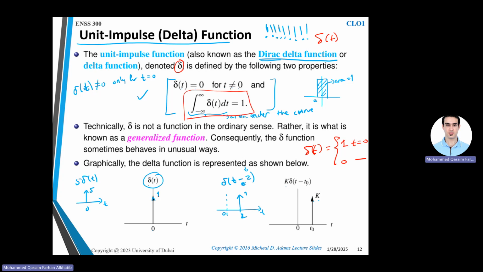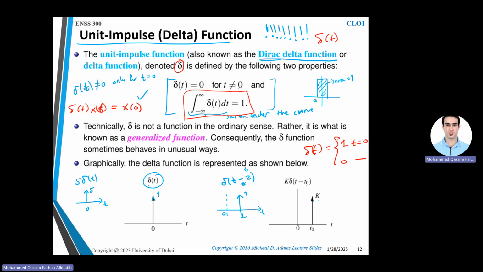Those two are the properties of the delta function. Another thing: if you multiply delta of t times x of t, what will be the value? We know that the delta only has a value at t equals 0, which is 1. So this function will have only a value at t equals 0. So it's going to be equal to x of 0. You see the point?